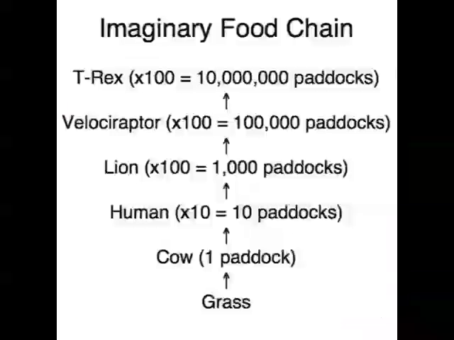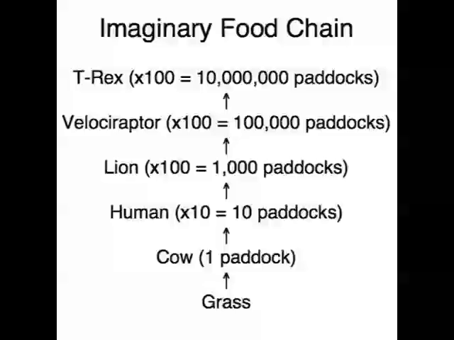For example, let's consider this food chain, which actually starts off real and then becomes imaginary. So at the start of this food chain, I've got grass. And then the next thing in the food chain is a cow, a herbivore. So the cow eats the grass. And let's say that the cow needs to eat about 1 paddock worth of grass in a year to survive.